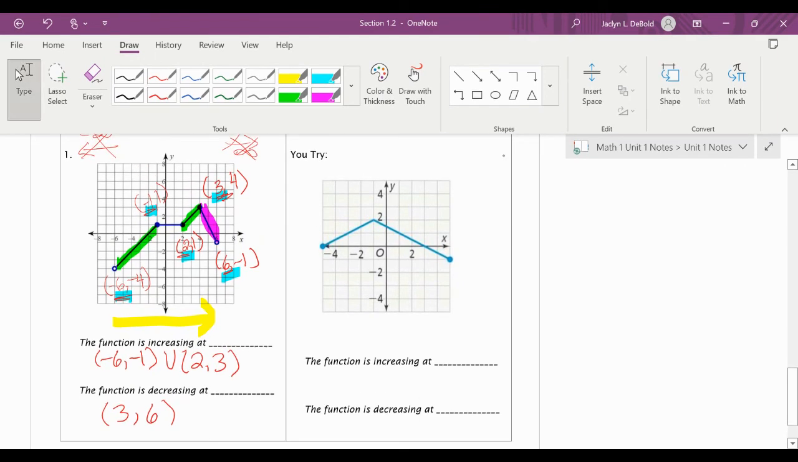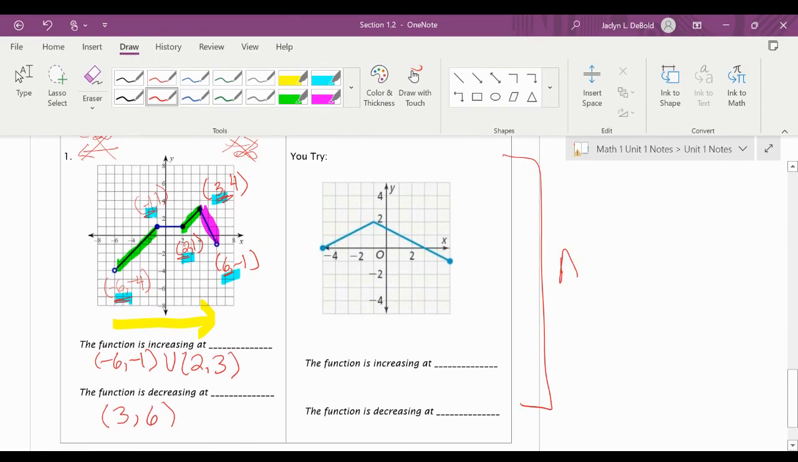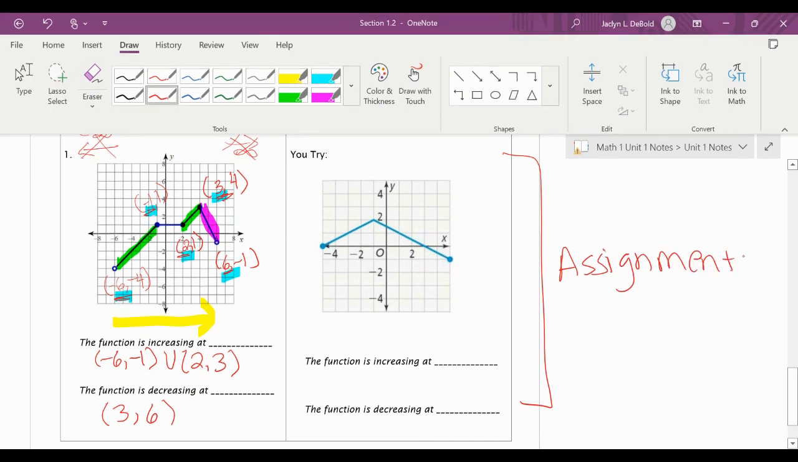The last question is a You Try. So again, that's part of your assignment. So you're going to try that, and then we'll check that in. And if you have any questions, feel free to ask them in class during T-Bolt time or get help in the center.